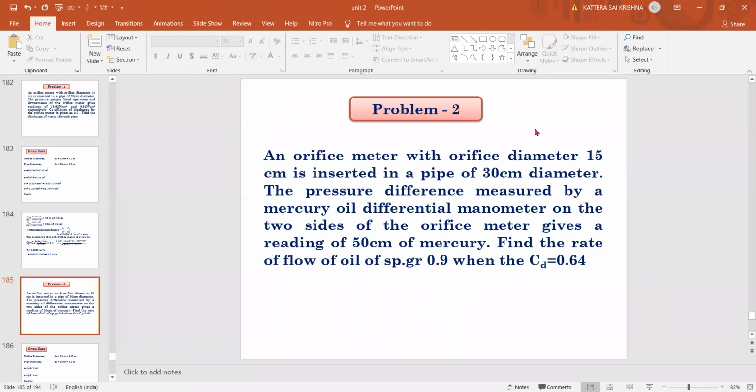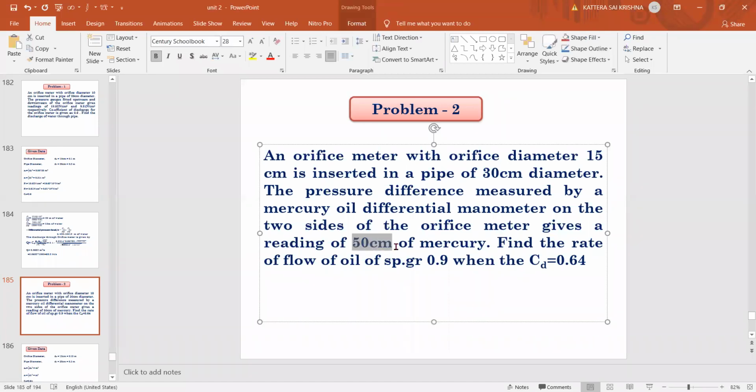An orifice meter with the diameter 15 centimeter is inserted in a pipe of 30 centimeter diameter. The pressure difference measured by mercury and oil differential manometer on the two sides of the orifice meter gives a reading of 50 centimeter of mercury. Oil is the fluid flowing in the pipe and mercury is there in the differential manometer.